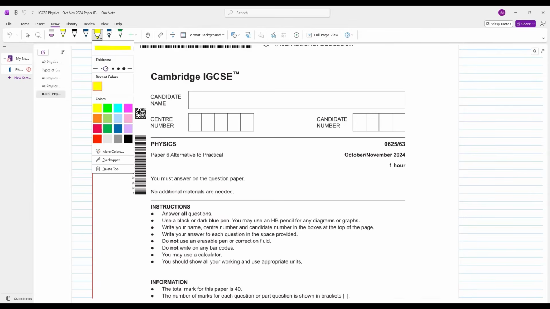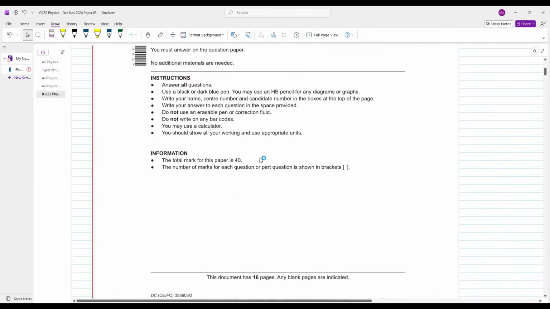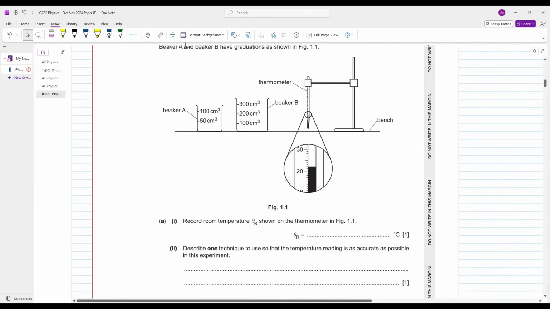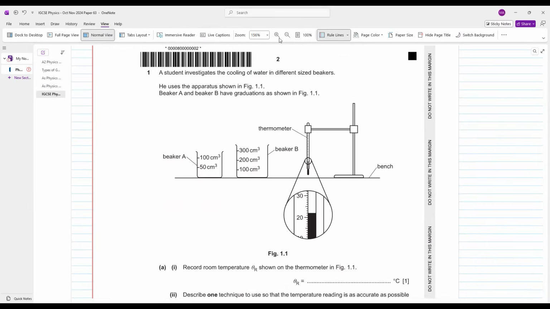So let's get started with October November 2024, paper 6, variant 3. This is IGCSE physics, alternate to practical. So let's start with it. Let's zoom in a bit.